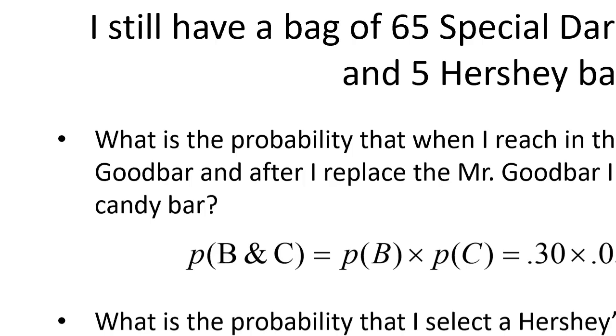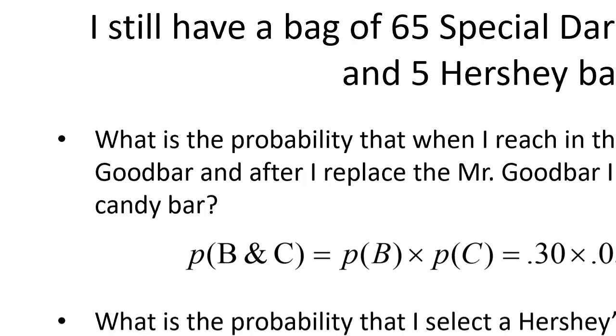We could ask, what's the probability that I select a Mr. Goodbar and a Hershey's candy bar on 2 tries? But this time we're ignoring the order. So previously we were specifying the order. Now let's say we don't care about the order. We just want to know what's the probability of getting a Mr. Goodbar and a Hershey's bar on 2 tries.